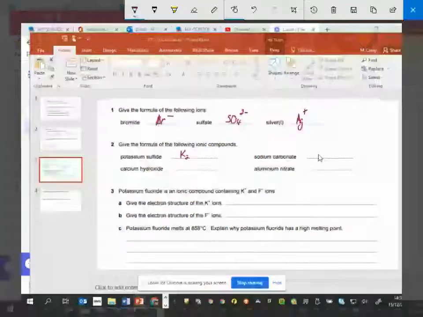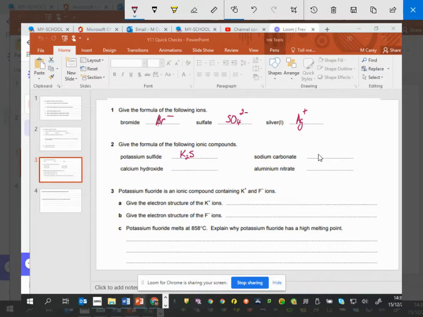Potassium sulfide is K2S because potassium is group 1, sulfur is group 6. So that's a 2 minus, a plus, drop and swap. Calcium hydroxide is Ca(OH)2. Again, calcium is group 2, 2 plus charge. Hydroxide, back of the data leaflet, has a single negative charge, so the 2 from calcium's charge ends up here.